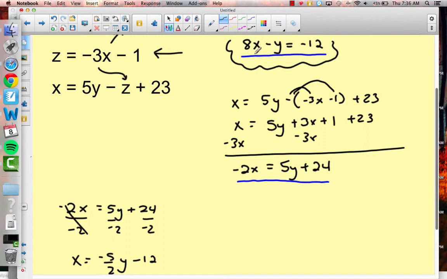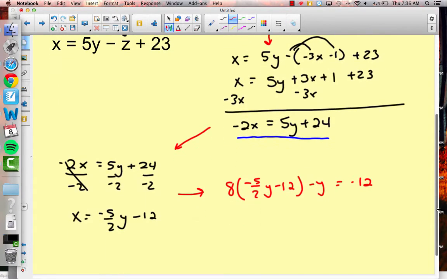By doing that, we're going to have an equation that's just y's. Right? So I'm going to go ahead and do that in red. Okay, so I'm going to have 8 times... Okay, so we've kind of gone from here to here. I'm kind of drawing arrows where we're going. All right, so 8 times my x equation, negative 5 halves y minus 12. And the rest of the equation, minus y equals negative 12. And now we can go ahead and solve.